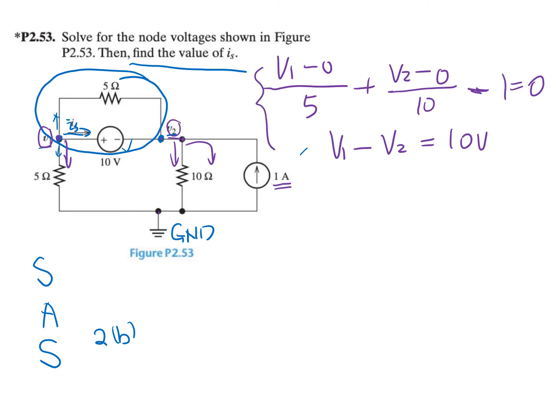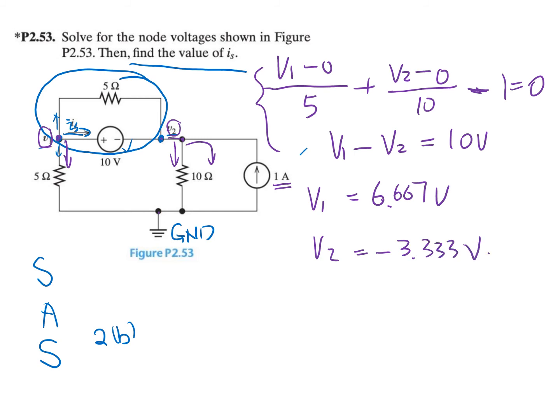Well, so we have 2 equations and 2 unknowns. So we can easily solve for V1 and V2. In this question, we have V1 is equal to 6.667 volts. V2 is negative 3.333 volts.